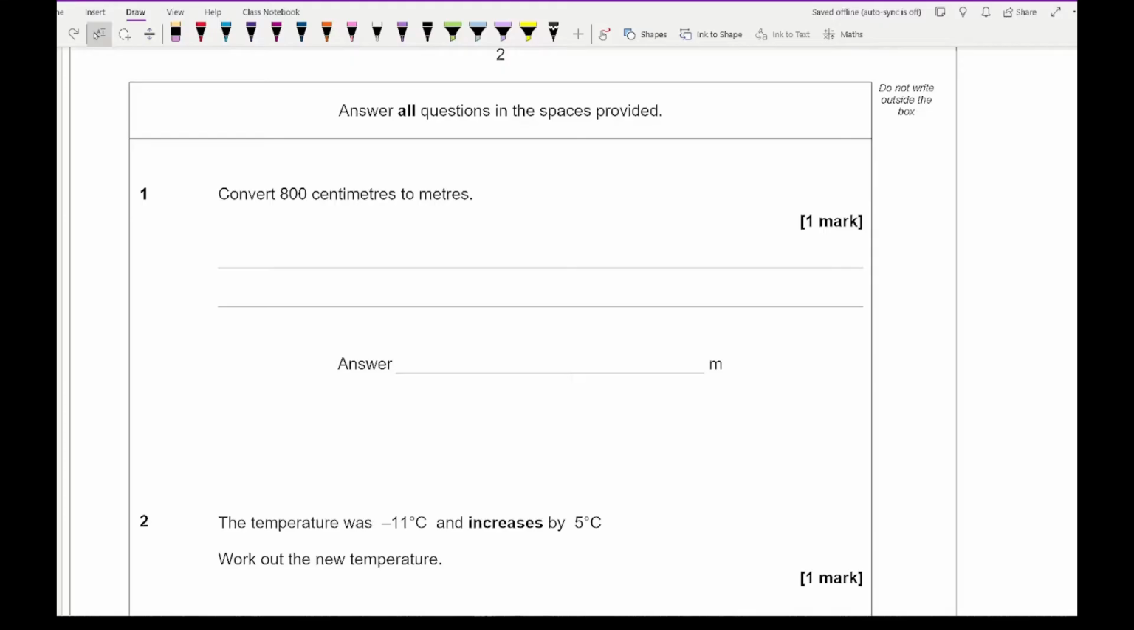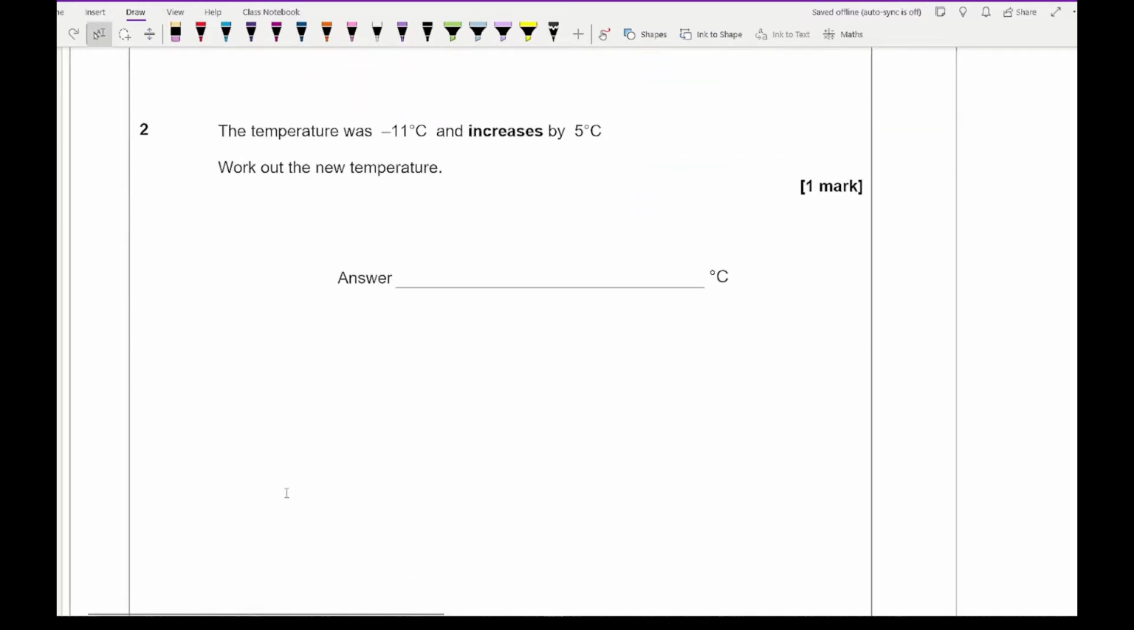So let's get started on question 1. Question 1 reads, convert 800 centimetres into metres. Now to convert centimetres into metres, all we need to do here is divide by 100 because there are 100 centimetres in a metre. So it's going to be 800 divided by 100, which gives us an answer of 8. And again, we don't really need to show you working out for 1 mark questions. So if you know the answer, you can just write it down.